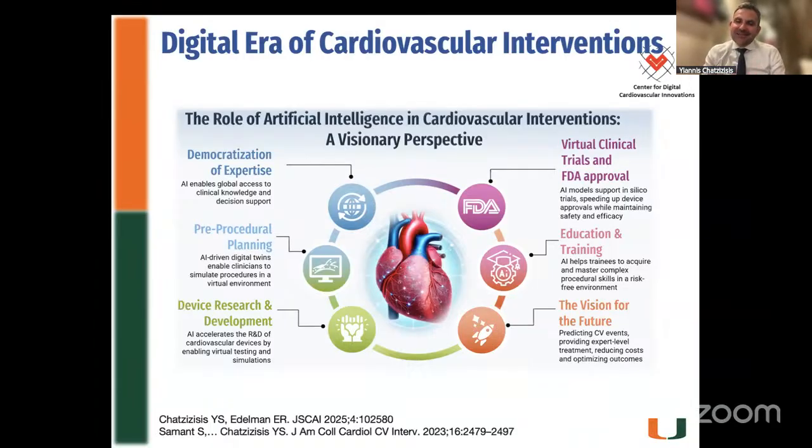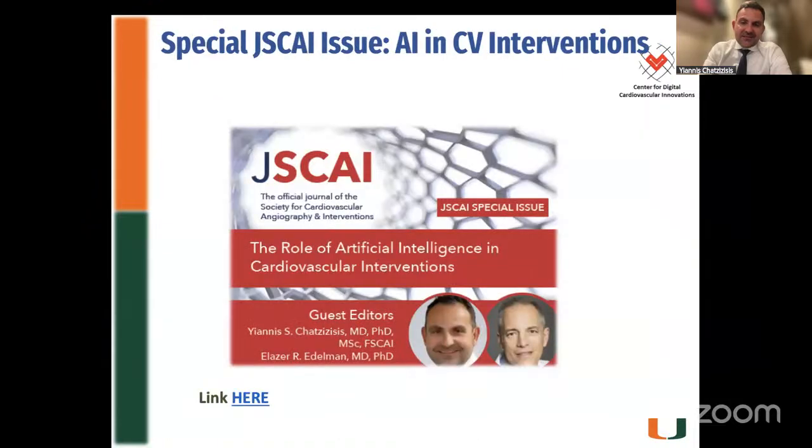But what matters is that in India, in Greece, in Latin America, across the globe, we can have access to the latest expertise versus relying on specific experts in specific geographical regions of the world. We can use all these technologies to plan our procedures ahead, and by that we can improve our outcomes. We can use these technologies to develop our devices faster and more efficiently, virtual clinical trials for an accelerated pathway through FDA, and of course, education and training to help our trainees learn greater, faster, and better. The future is exciting and it's happening.